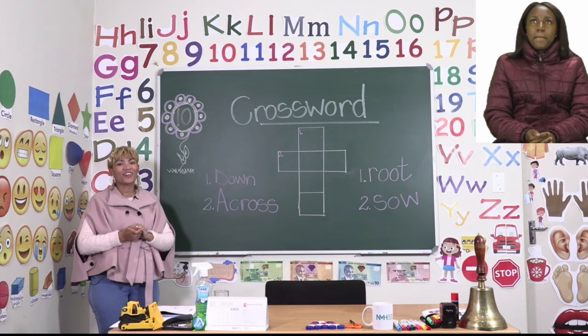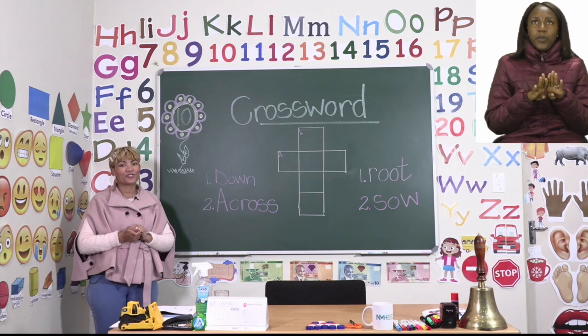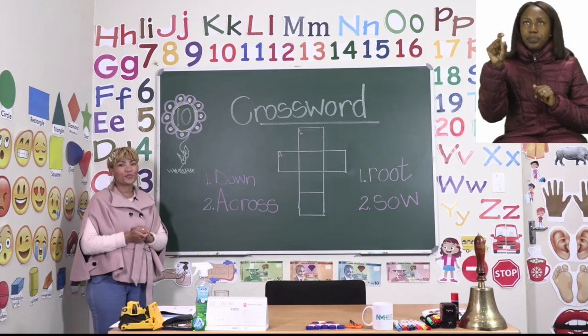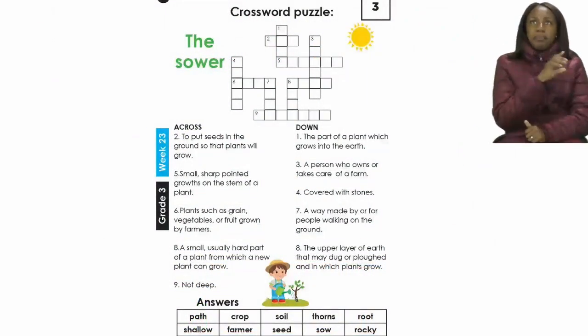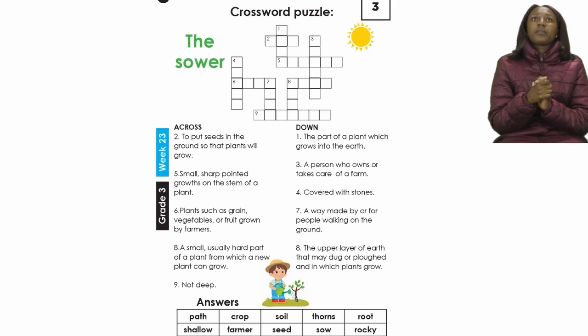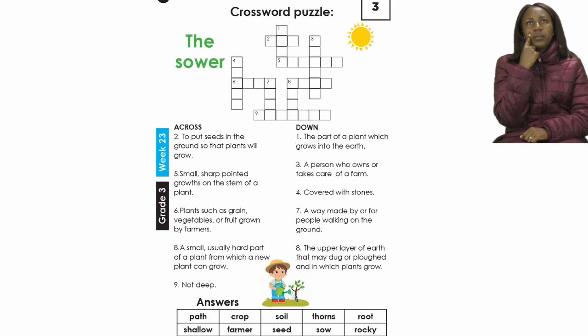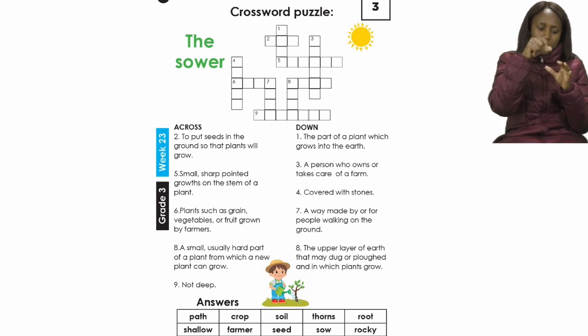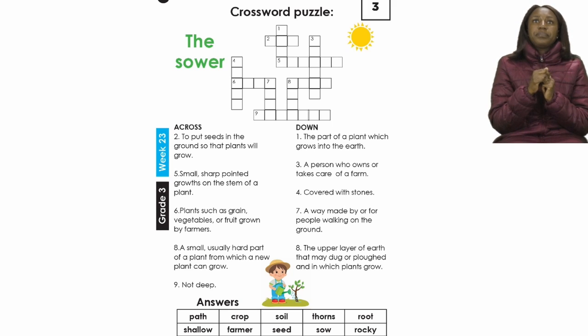We are now going to do a nice crossword. Let's go to page 10 in our booklets. Now you will see this crossword puzzle is about the sower. At the bottom you see there's a nice little picture of a sower there as well.